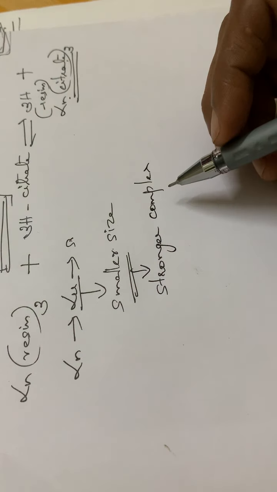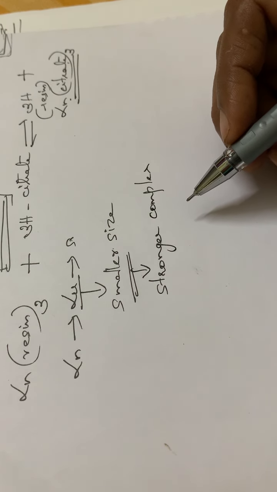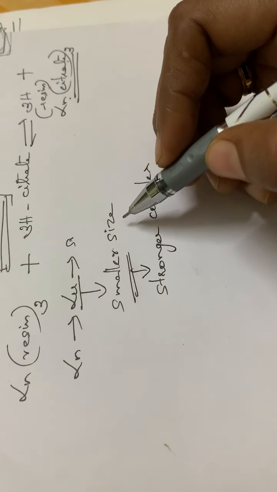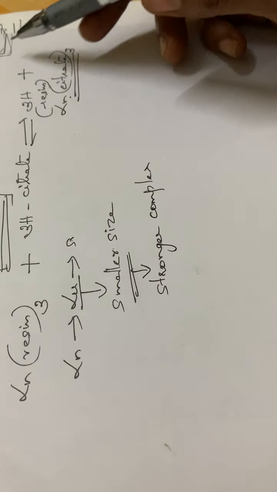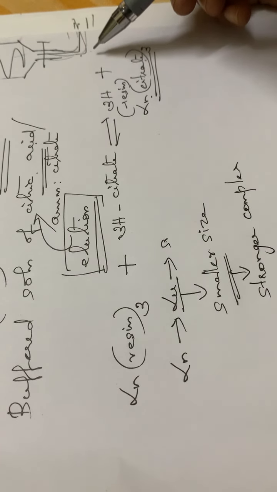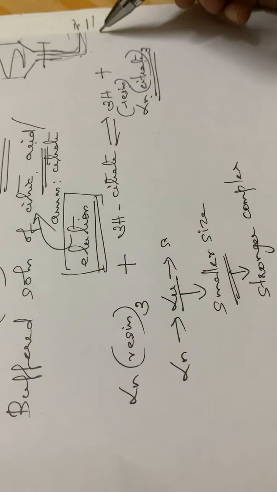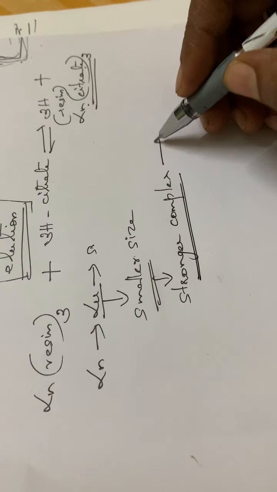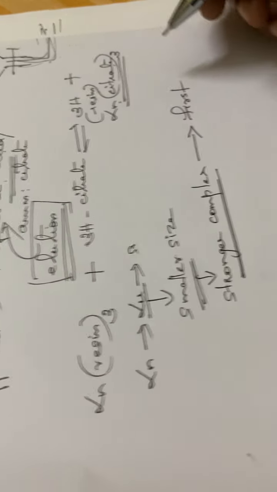A stronger complex can be formed, isn't it? And again, what happens is that the smaller and heavier ion forms the stronger complex. So which ion will be coming first from this portion, lanthanum citrate or lutetium citrate? Lutetium citrate will be coming out first. Stronger complex means this lutetium citrate complex will come out first from the column.